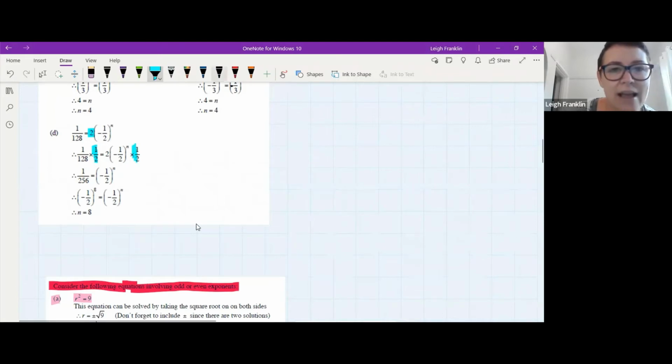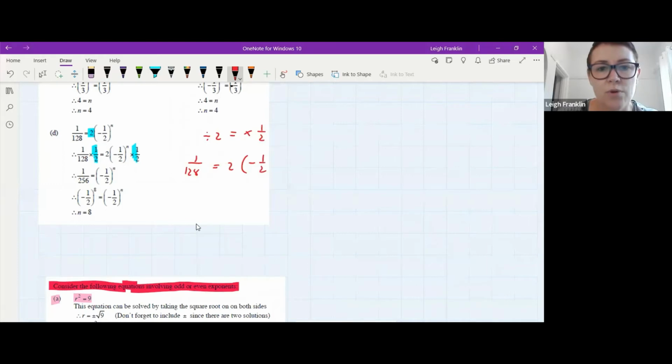That's exactly the same as dividing by 2. So if you divide by 2, it's exactly the same as multiplying by 1 over 2. So what you could do in this next step, you've got 1 over 128 equals 2 to the minus 1 over 2 n, right? And we're solving for n. Divide both sides by 2.